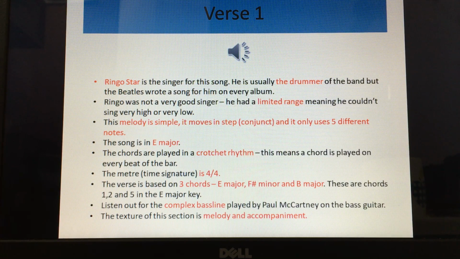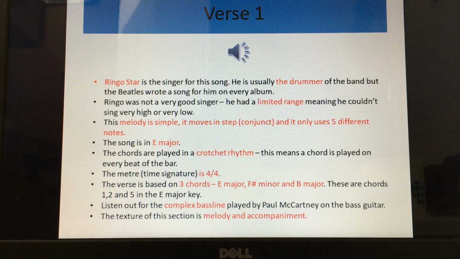Now, the reason it's important is Ringo was not a very good singer. He had what we call a limited vocal range, which means he couldn't sing really high and really low. So he could only sing kind of in the middle of his range. He was a baritone, which is a fairly low male voice. Tenor, remember, is a high male voice, so he was a baritone, quite a low male voice. The melody is very simple, and that's because of Ringo's limited vocal range.